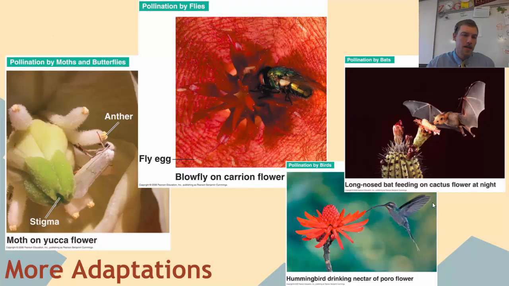There's other adaptations. So you've got either pollination by moths and butterflies, you can have pollination by flies, you can have pollination by birds and by bats, right? It's all about being co-evolved. Remember we talked about this before, right? This is co-evolution. They've evolved together. They have specific traits that they are attracted to. They don't attract other insects. They don't attract other animals. They only attract the ones that they have evolved with.